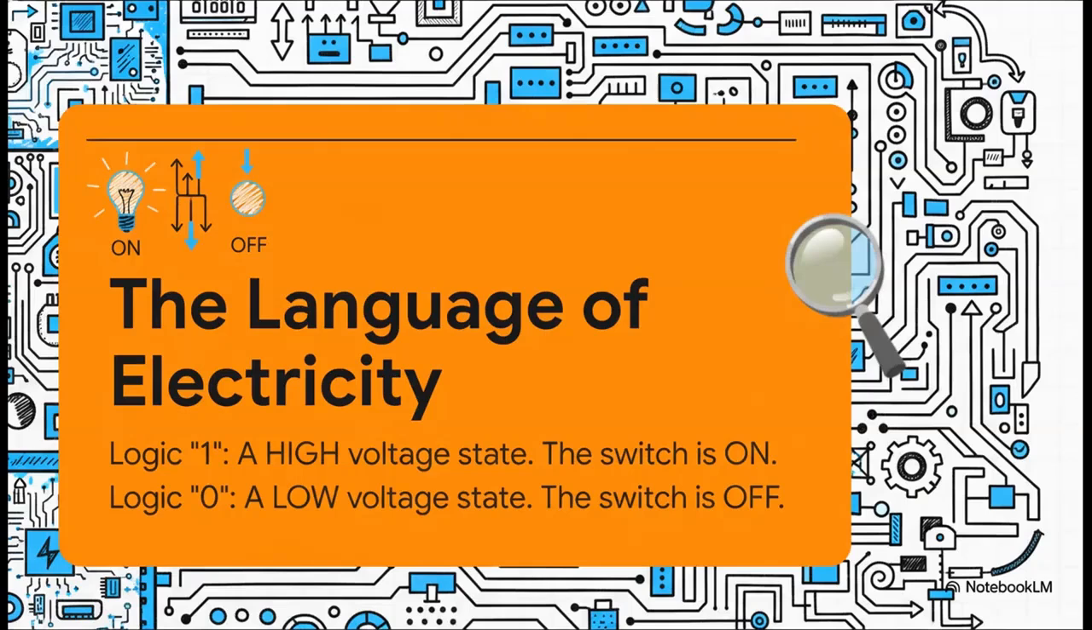And this is where it all clicks. This is the bridge. That physical state of a switch being on, or a high voltage, becomes the abstract idea of a 1. The physical state of a switch being off, or a low voltage, becomes the idea of a 0. That's it. That's the fundamental link between the physical machine and the software it runs.